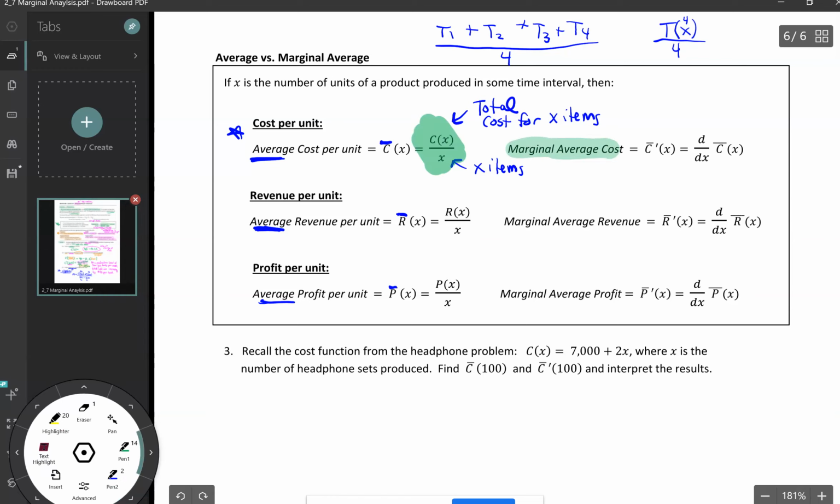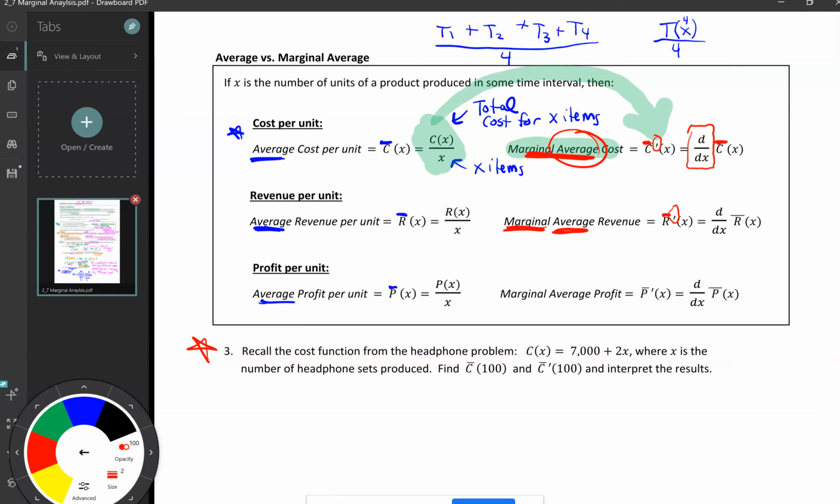Okay, so let's just see this in action here. Let's try this problem. I picked one example with cost, but all of the revenue, profit, all those types of problems will act the same way. You'll interpret them the same way. You'll just change out words. You'll change out revenue or profit instead of cost. But okay, so let's take a look at this one. And all these formulas will be provided for you on the test. You won't have to memorize any of them. You just have to know how to use them. Okay, so let's see what this first one says here.